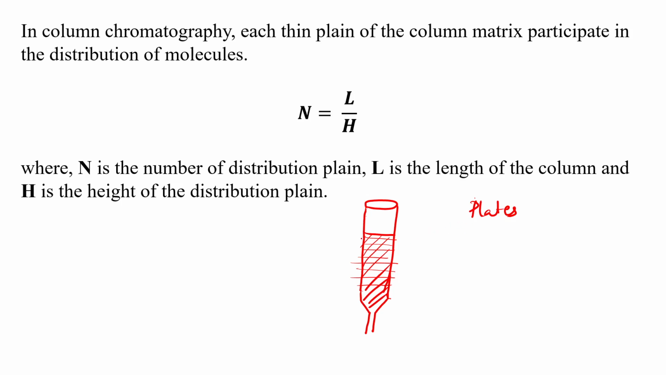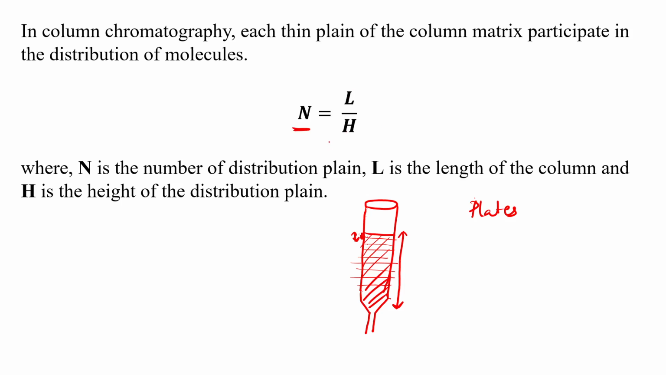So these thin planes of the column matrix are basically responsible for the distribution of the molecule. The number of these planes will be equal to the total length of the column, divided by the height of each plane. So this is the height of one plane. If you add up all of these, you will get the total length of the column, right? So basically the number of distribution planes would be the length of the column divided by the height of each plane.